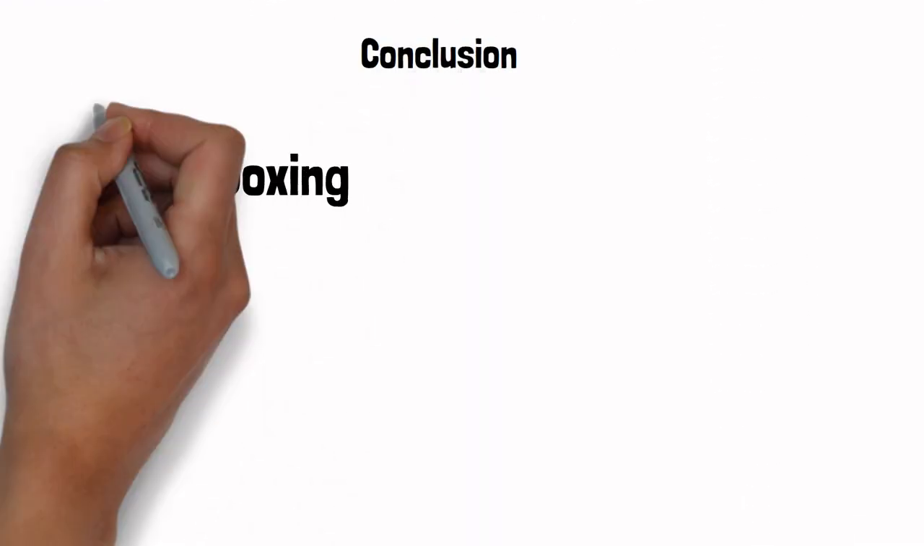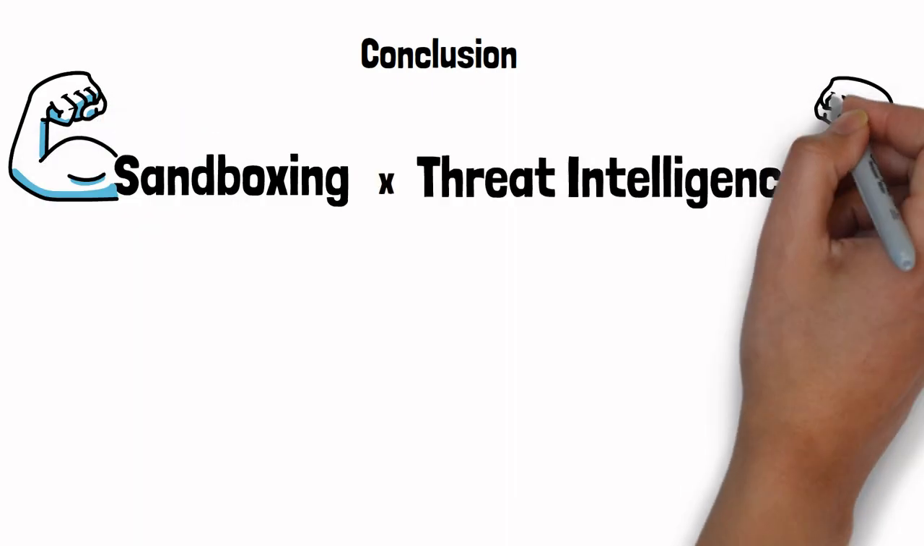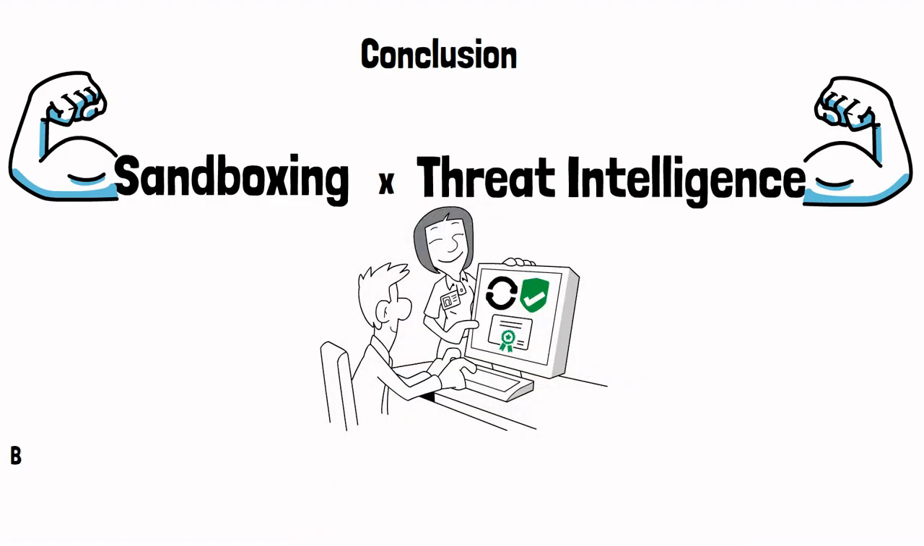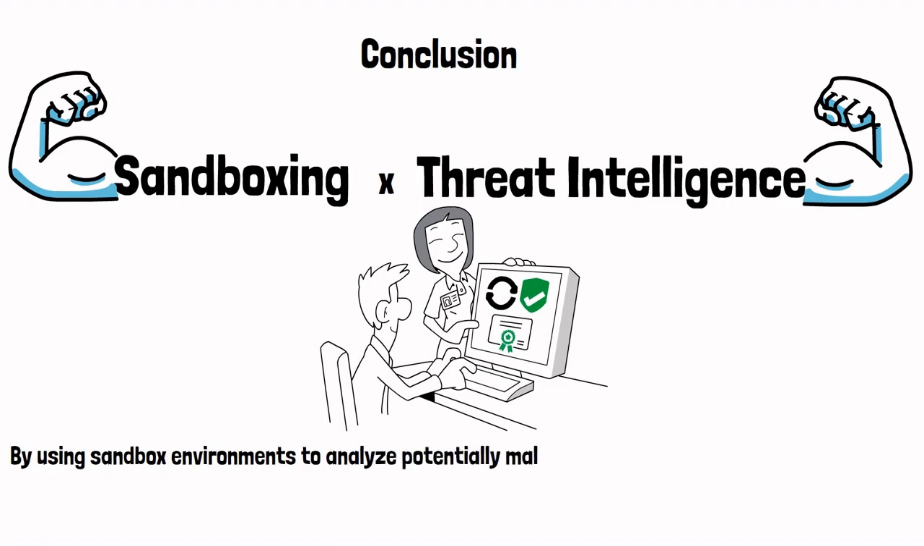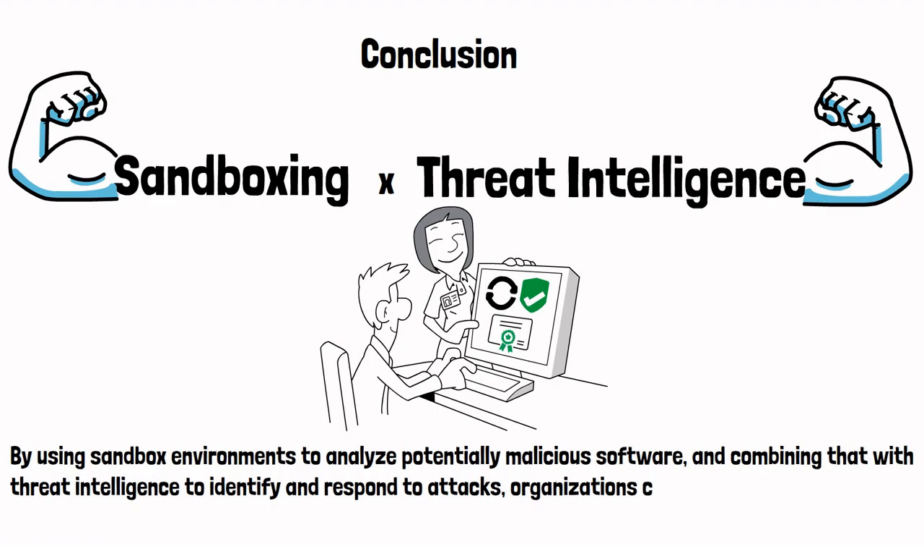Conclusion. In conclusion, sandboxing and threat intelligence are two powerful tools that can be used together to protect against cybersecurity threats. By using sandbox environments to analyze potentially malicious software, and combining that with threat intelligence to identify and respond to attacks, organizations can stay ahead of the game when it comes to cybersecurity.